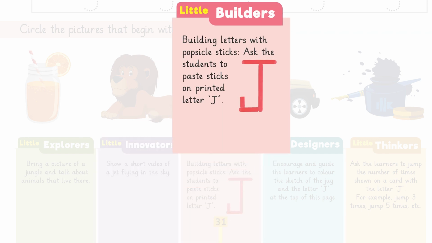Then they are little builders, building letters with popsicle sticks. Ask the students to paste sticks on the printed letter J. Now they are going to paste the sticks and make the letter J.